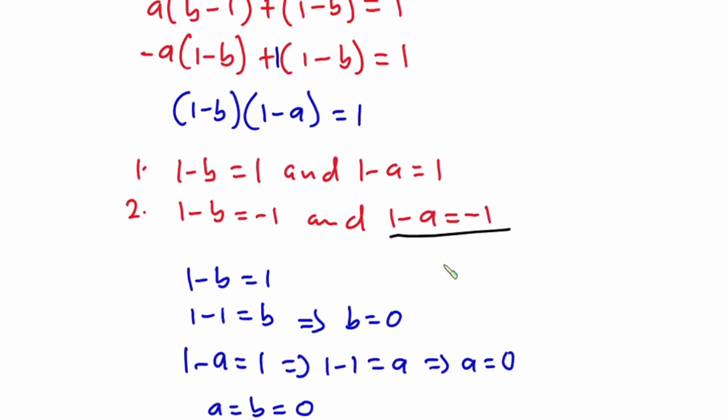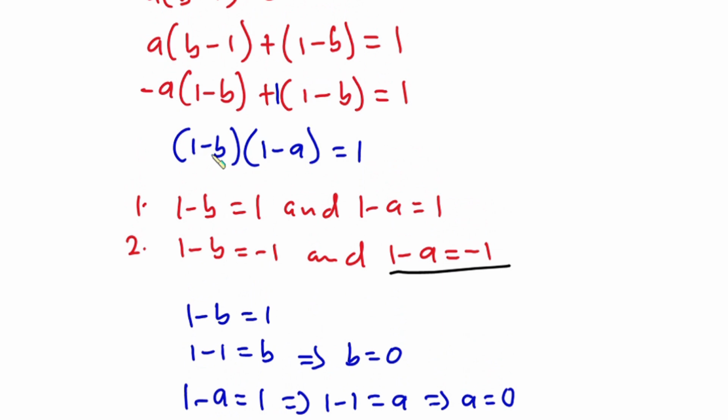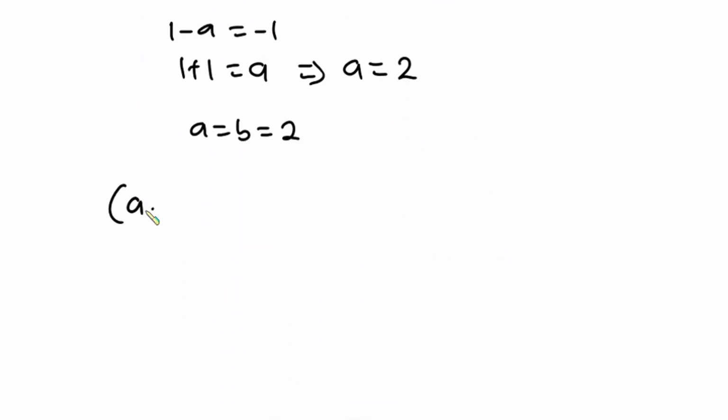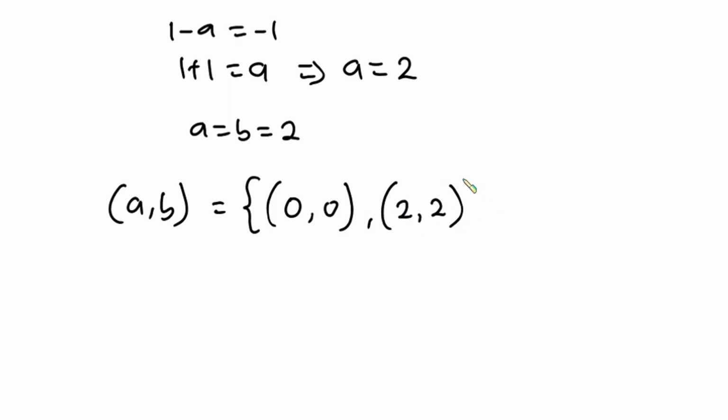Now if you don't want this approach, you can also think about it this way. If b is equal to 0 and then a is also 0, then we have 1 times 1, which is equal to 1, right? Likewise, if b is equal to 2 and then a is also 2, then we have here to be negative 1, negative 1. And negative 1 times negative 1 is nothing but positive 1. So in all, we have a, b equal to 0, 0, and when a is equal to 2, b is also 2.